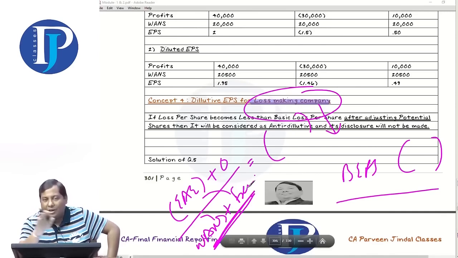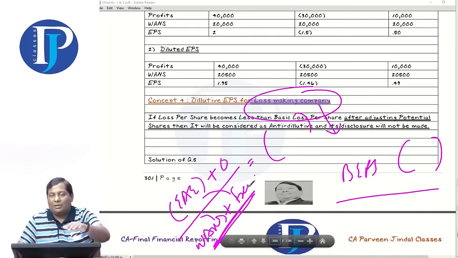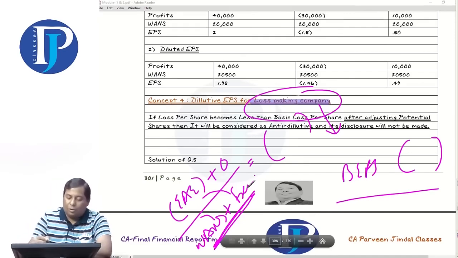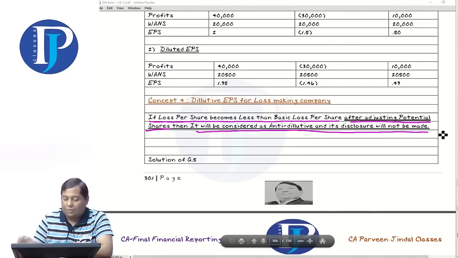Its disclosure is not required for you. If your profit per share is falling, that's dilutive. If loss per share is falling, that's anti-dilutive. In loss-making companies, if you see loss per share going down, it becomes an anti-dilutive case. If loss per share becomes less than basic loss per share after adjusting potential shares, it will be considered anti-dilutive and disclosure will not be made.